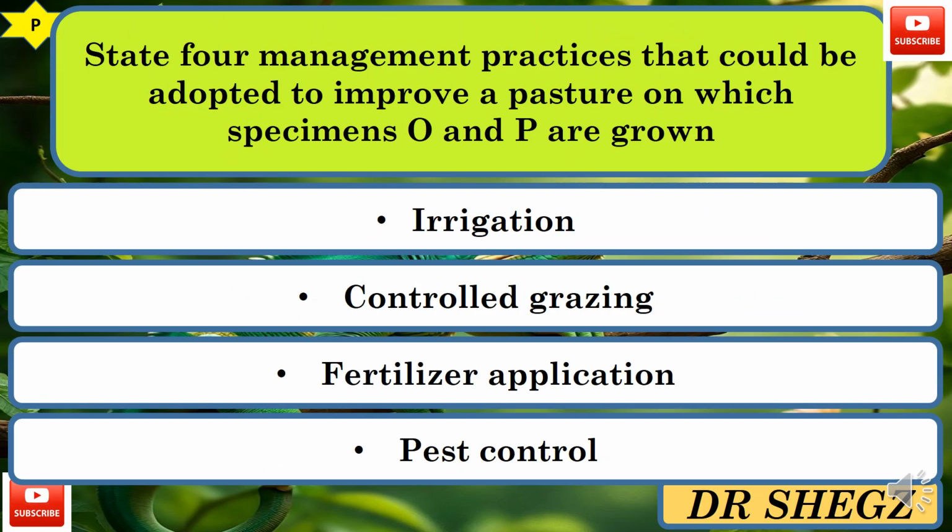State 4 management practices that could be adopted to improve a pasture on which specimens O and P are grown. Of course, irrigation is an important management practice. You have controlled grazing, fertilizer application, pest control. All of these are important management practices.